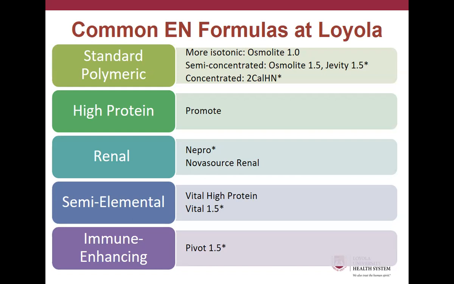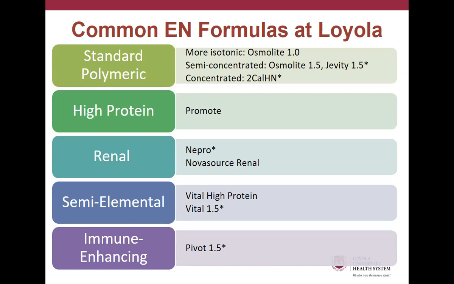Then we can go more concentrated. Our semi-concentrated, like our Osmolite 1.5, is 1.5 calories per milliliter. And our concentrated 2-Cal HN is 2 calories per milliliter, so that one is going to have the least amount of water in it. We're going to use more concentrated formulas in patients where we're worried about fluid: heart failure patients, ICU patients, those with pulmonary edema, those we're trying to diurese. As dietitians, we look at their hemodynamics, fluid status, and lab values to determine what we need to use.